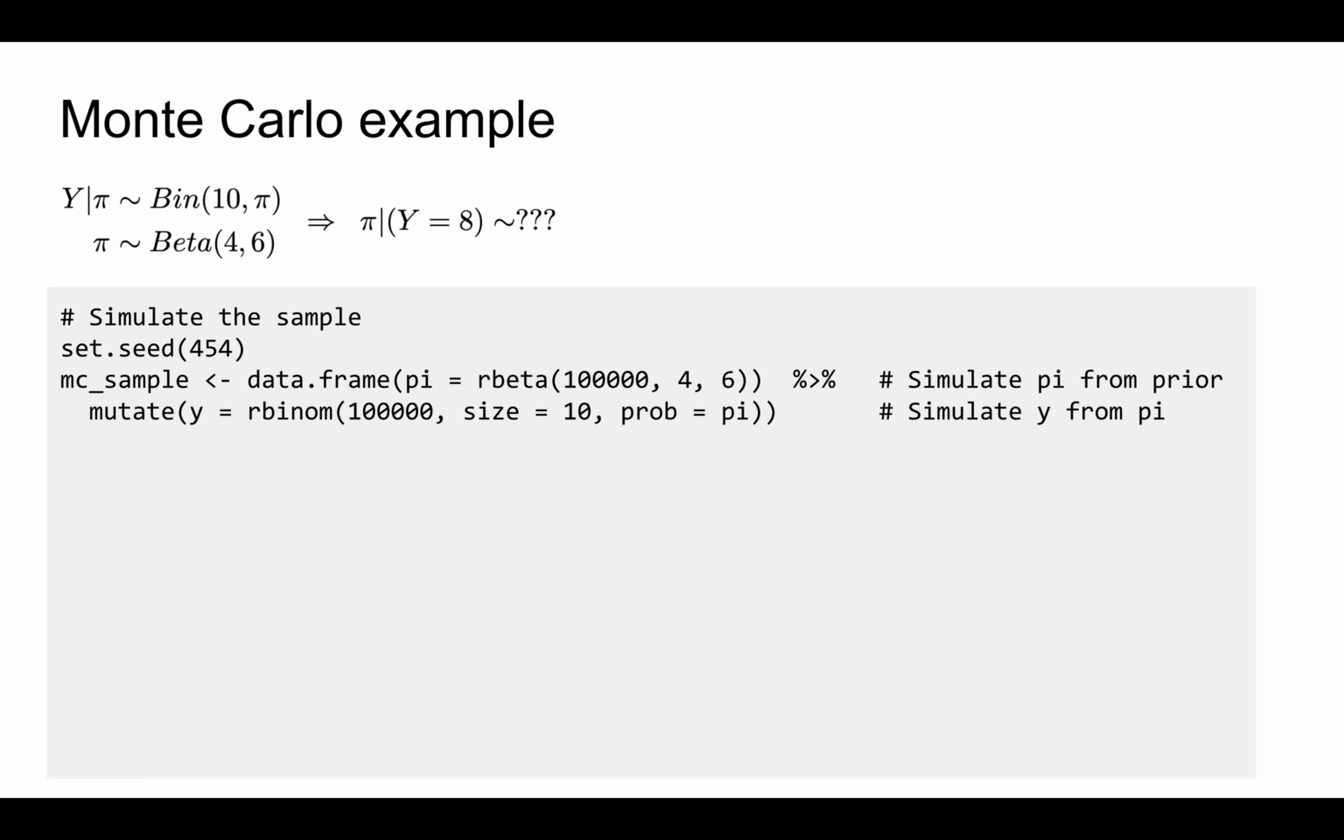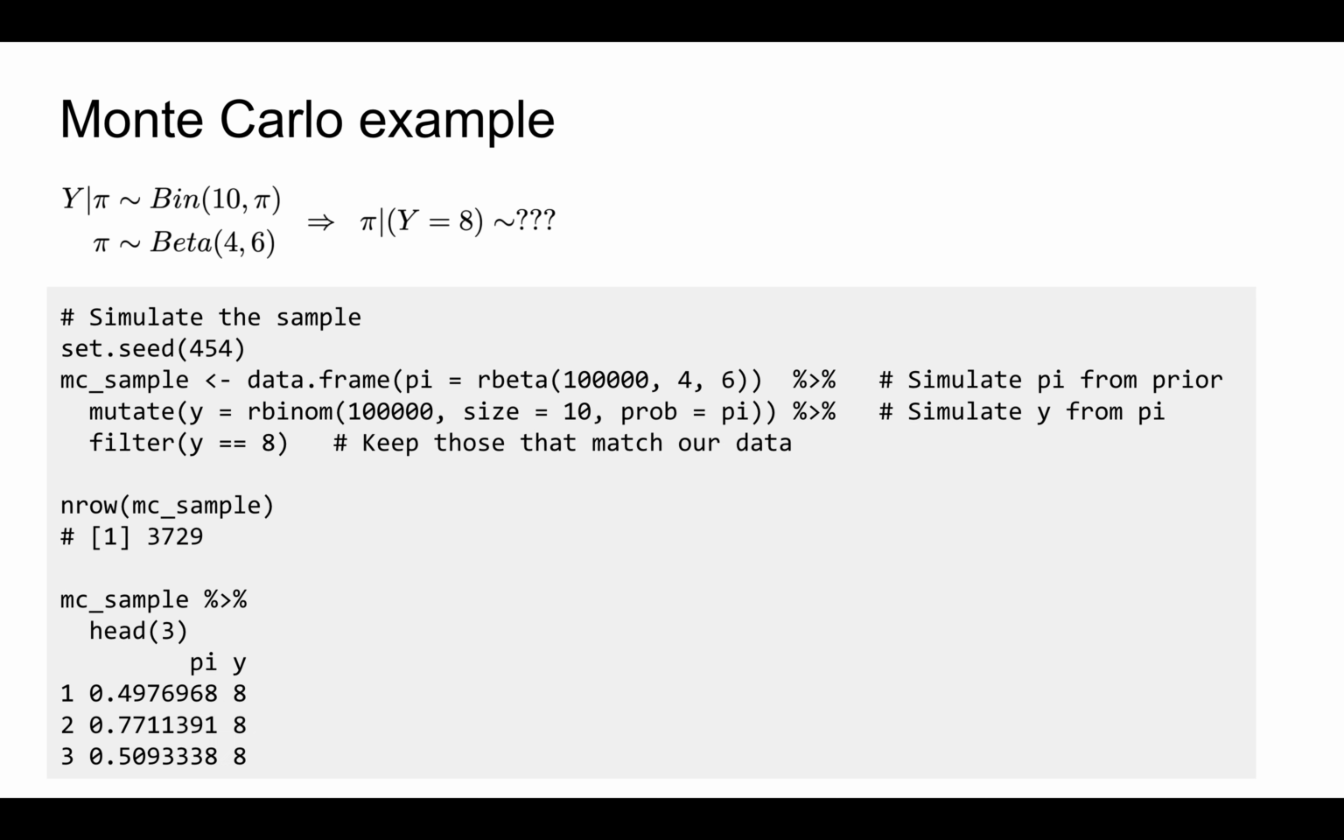To approximate the posterior model that balances the prior with the observed outcome of y equals 8 successes in 10 trials, we want to narrow in on just those pairs that have a matching data point, y equals 8. In this case, only 3,729 of the 100,000 simulated pairs had data points matching y equals 8. Thus, this technique produced a Monte Carlo sample of 3,729 pi values, the first three of which are shown here.